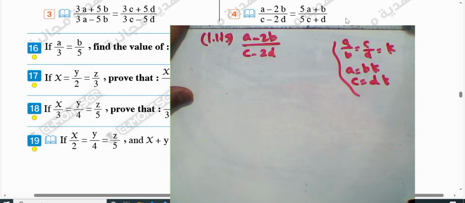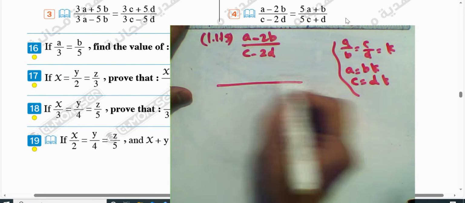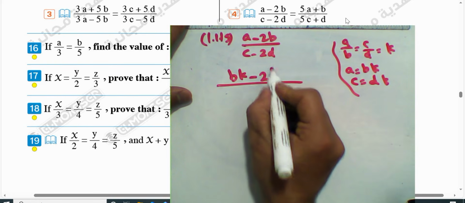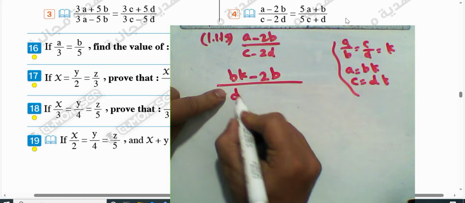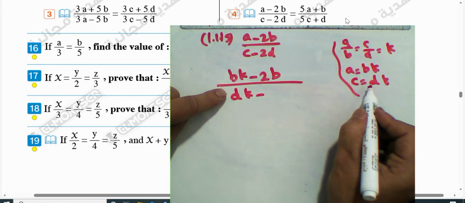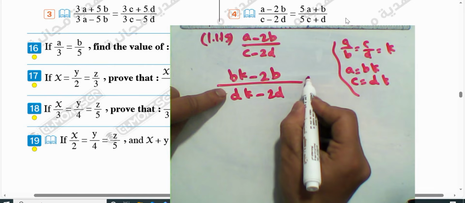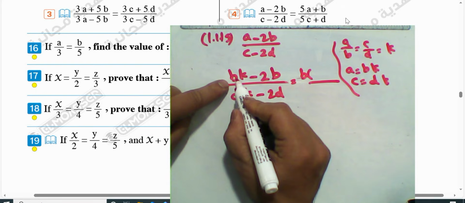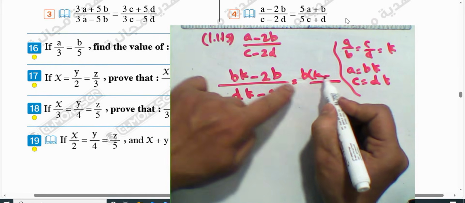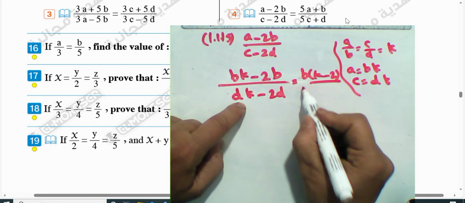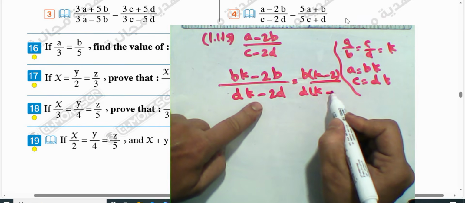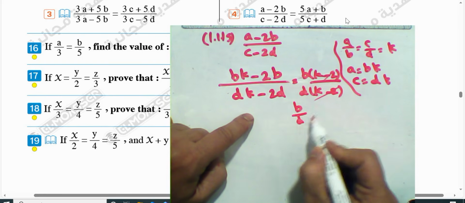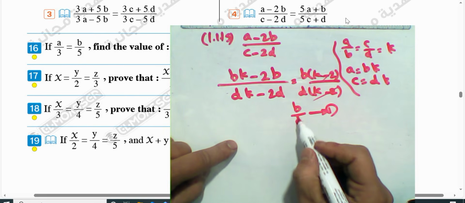Okay, simplify: the value of a here is bk, subtract 2 times b. b is a constant. Okay, c was dk, subtract 2 times d. d is a constant also. You can write b as a common factor here, and bk divided by b equals k and 2b divided by b equals 2. We have d as a common factor also. k minus 2 divided together, and the result will be over d. It's relation number 1, the left hand side equals b over d.